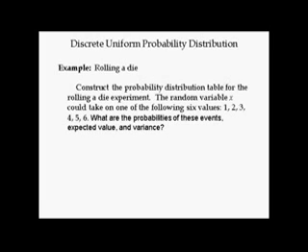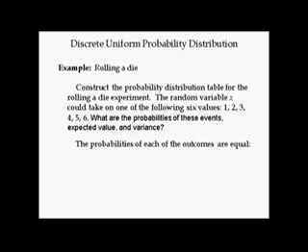In this example, we construct a probability distribution for the rolling of a die. The random variable x can take on one of the following values: 1, 2, 3, 4, 5, or 6, because a typical die has 6 sides with these values on each side. What are the probabilities of these events? What is the expected value and variance of this random variable?